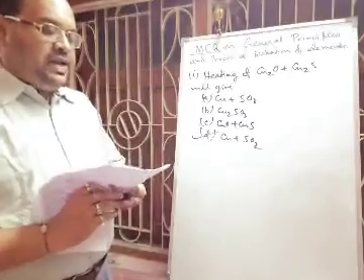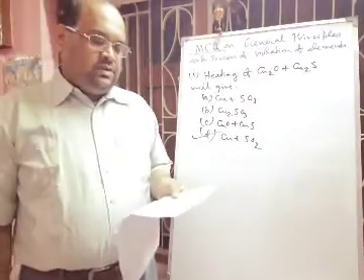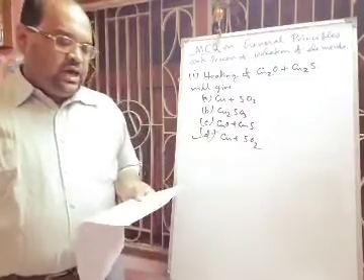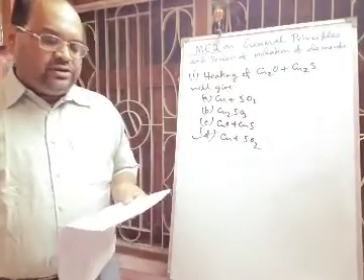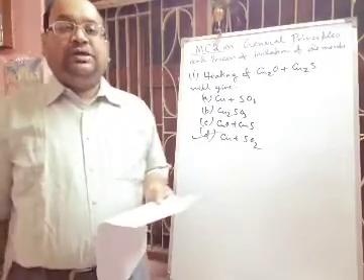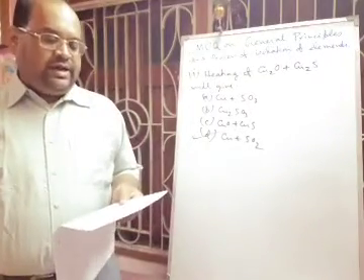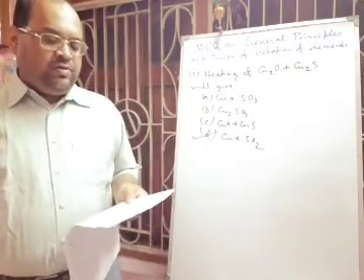Next question: identify the alloy containing a non-metal as a constituent in it. Options are given: steel, bronze, bell metal, invar. So your answer will be steel. Steel contains carbon, a non-metal, along with iron, nickel and chromium.